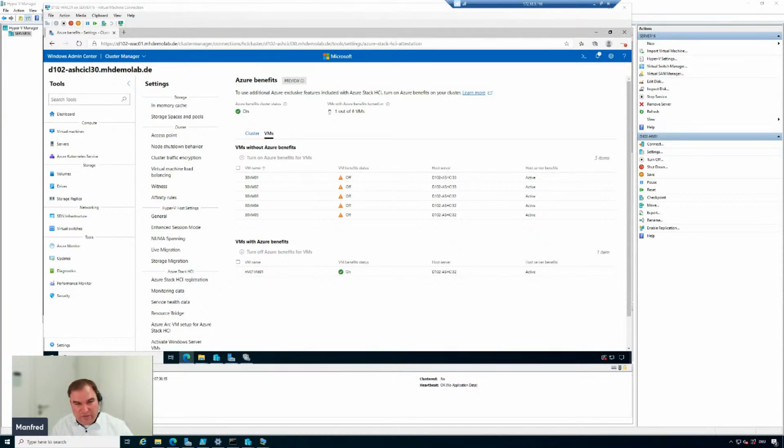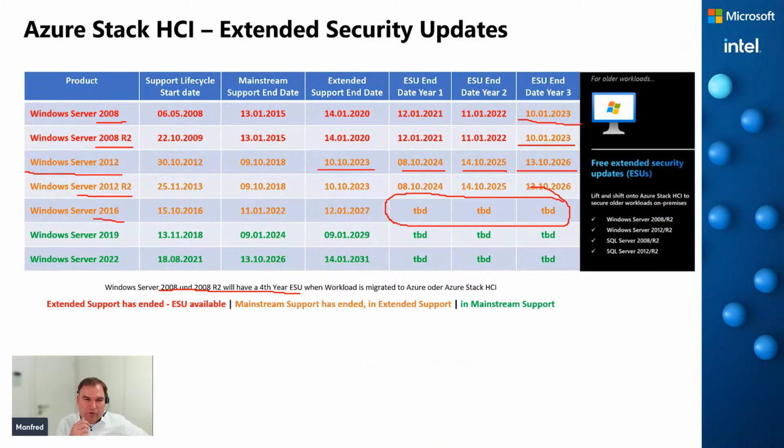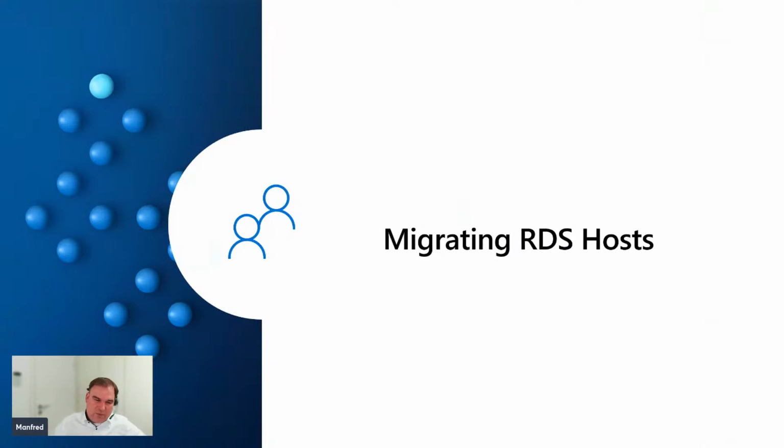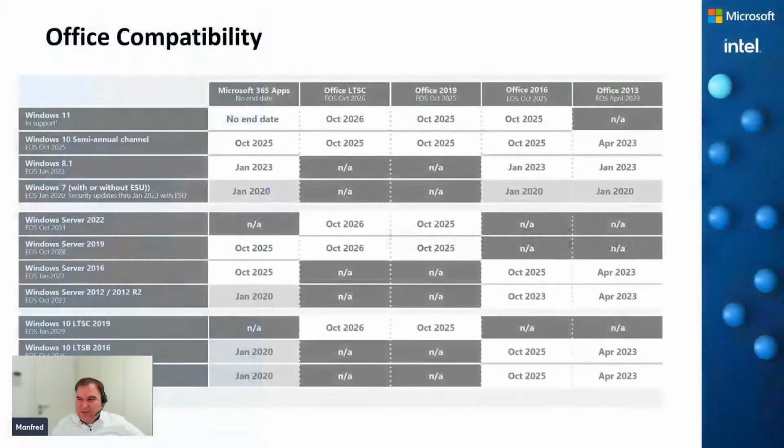Okay, so Azure Benefits, a great thing when we move our workload to Azure Stack HCI. And this Azure Benefits is not only available for extended security updates. Azure Benefits is also very important when you think about different services, for example, the remote desktop services. Because when we are looking at remote desktop services, we have the situation that Office based on the Microsoft 365 apps is perfectly supported on Windows 11.